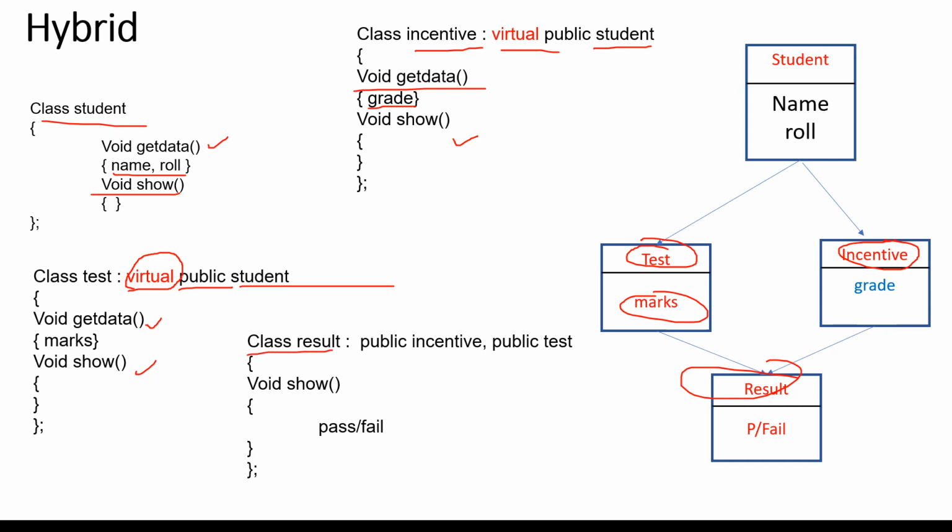Now as you go on to the third level, class result, there is no need to write this virtual keyword. It has to be written in the middle level only. So you will directly use class result public incentive comma public test, and ultimately you will calculate as per your requirement whether a student is a pass or a failure. So in this way you can code for hybrid inheritance.